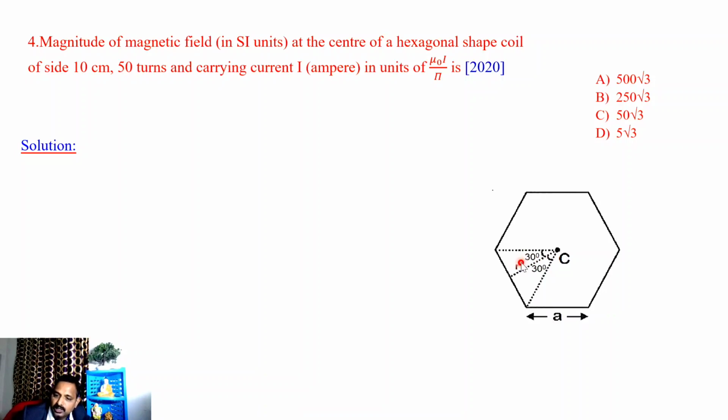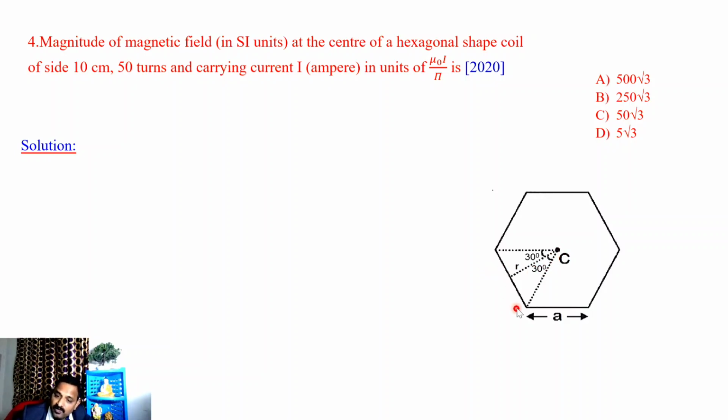Here, my dear student, if I join the ends of this finite conductor with this point C, the upper side makes an angle of 30 degrees with the radius here. The lower one is also 30 degrees, my dear student. So here alpha is 30 degrees, beta is 30 degrees. So my dear student, what is the formula for finding the strength of the magnetic field?